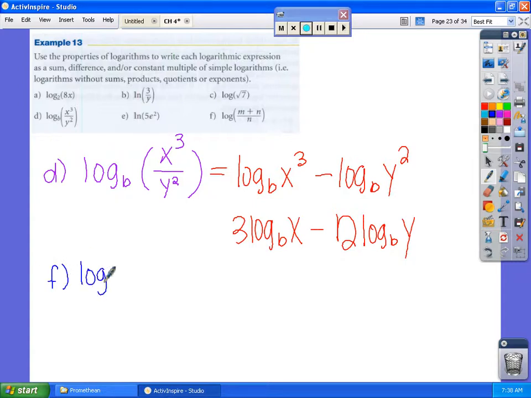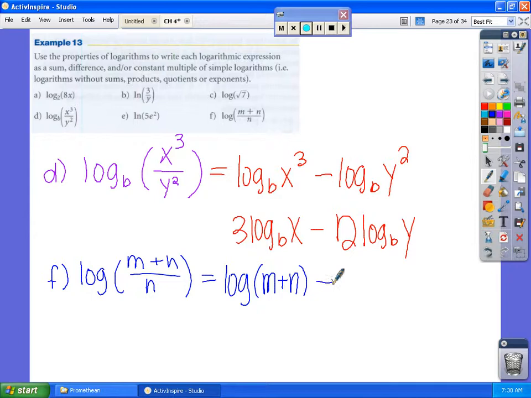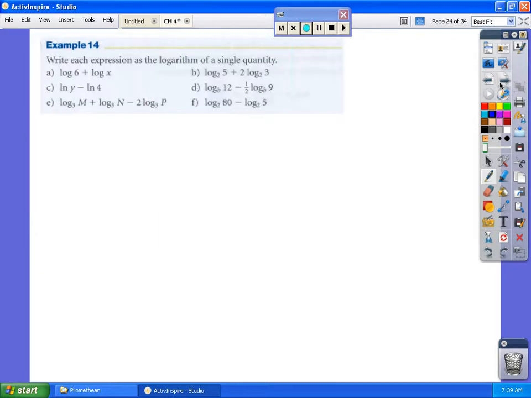And then we can also do letter F, which is log of m plus n over n. Same thing, the first thing I'm going to do is separate with a minus. And where people get confused, there is no rule that will expand this. So please don't try. A sum inside does not get expanded. It's not one of our properties.